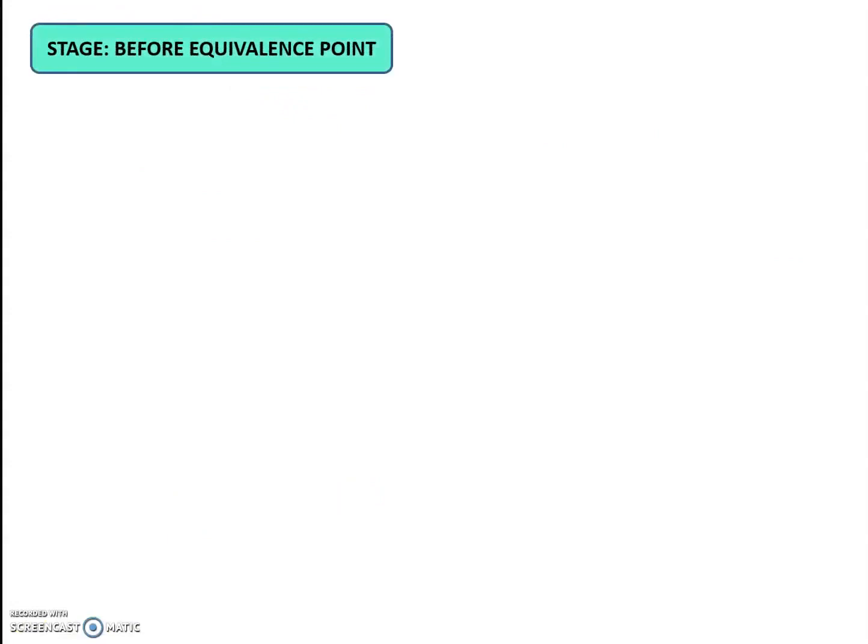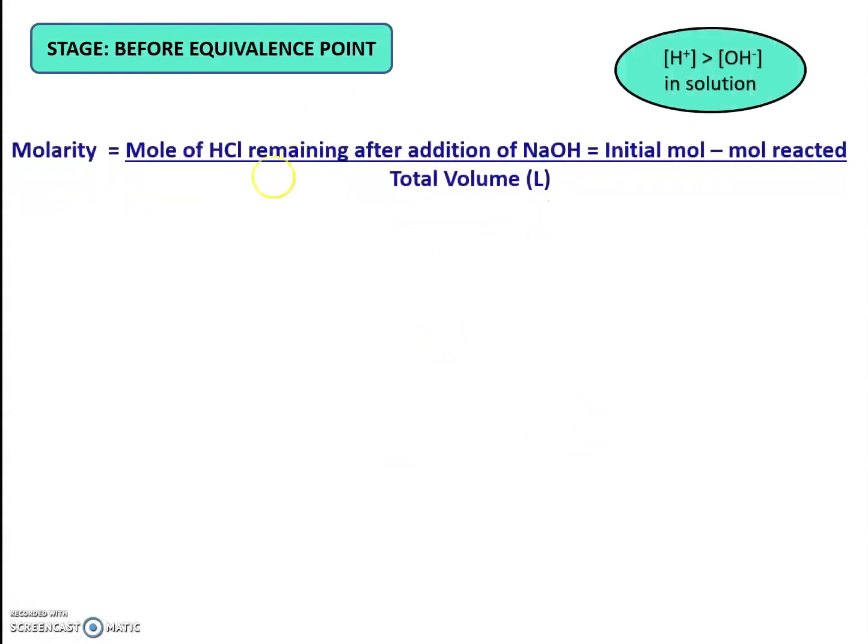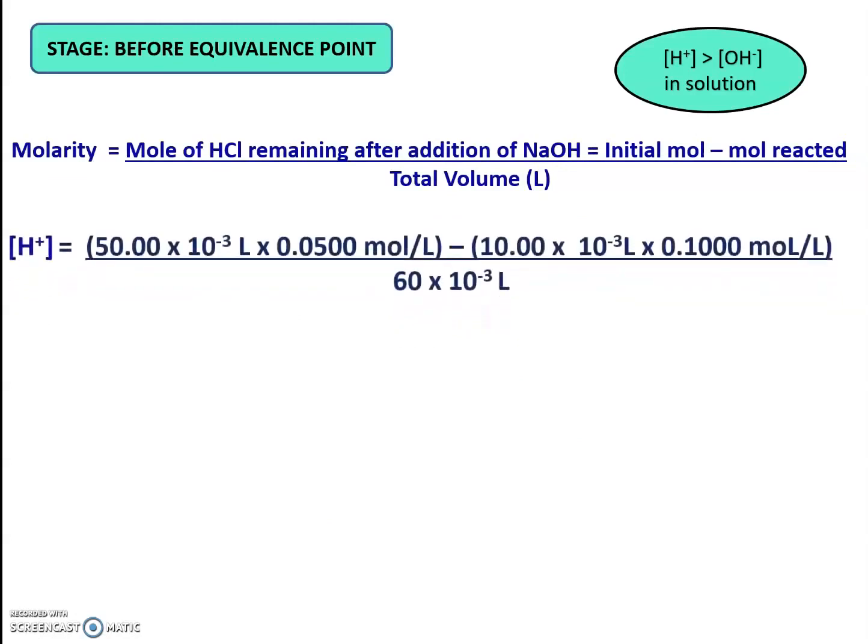Question B. After addition of 10 ml of titrant base, what is the pH of the solution? So the moles of HCl remaining after addition of base is the initial mole minus the mole of HCl reacted, divided by the total volume. So the change in mole is from the initial and the mole reacted. This initial is from 50 ml and concentration 0.05 molar.